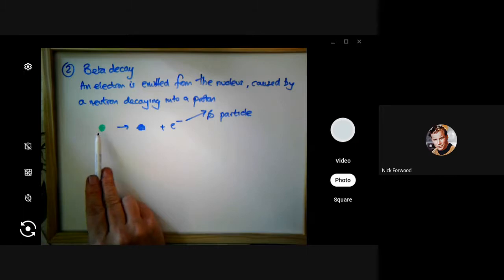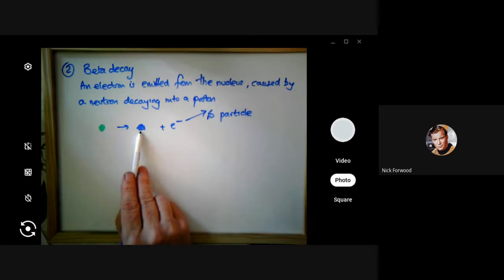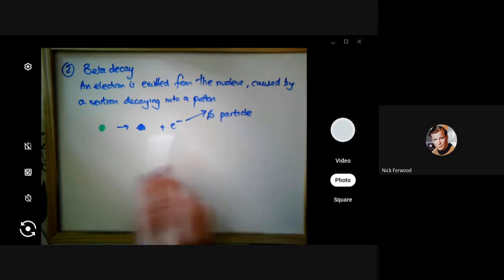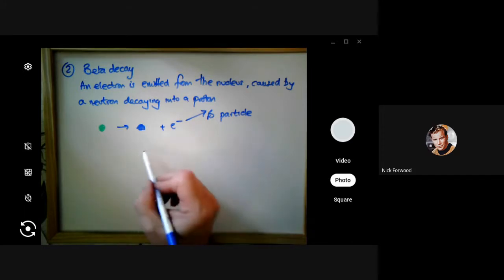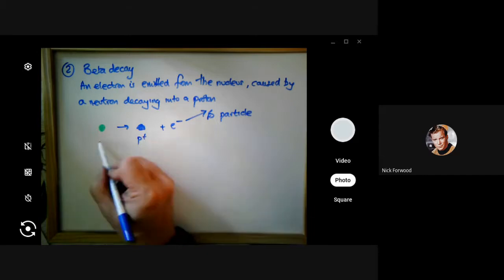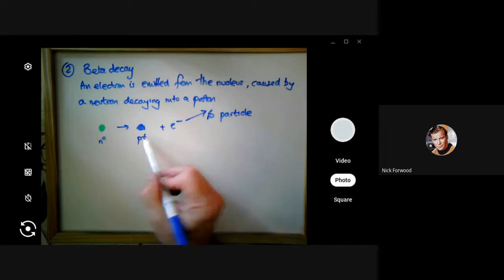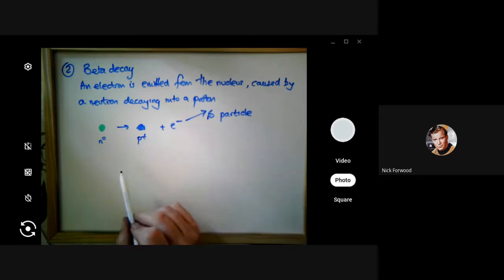So the neutron started off in the nucleus. The neutron decays into a proton, which, as we did previously, we know has a positive charge. The electron has a negative charge. So we've got this thing called charge conservation going on, that the positive proton is balanced by the negative electron, and the two charges cancel out to give me no charge at all. So that was just a bit of revision that you need for this next section.